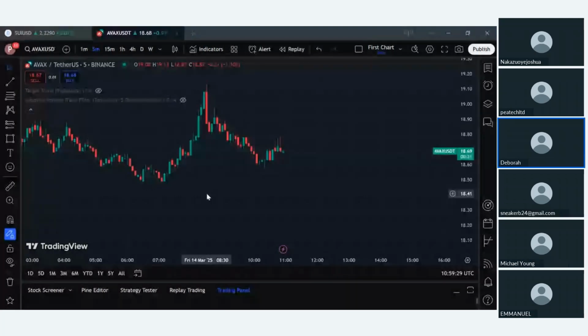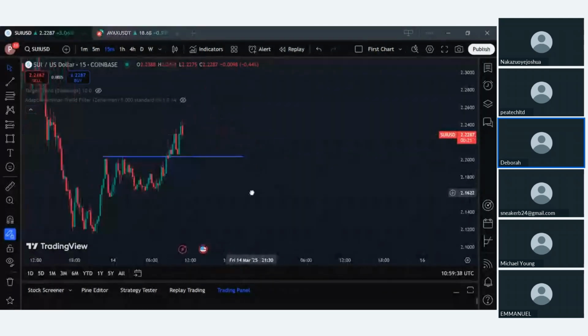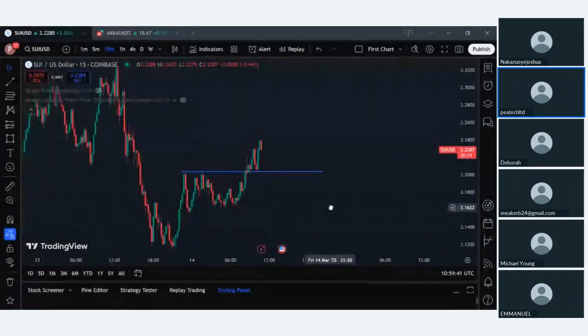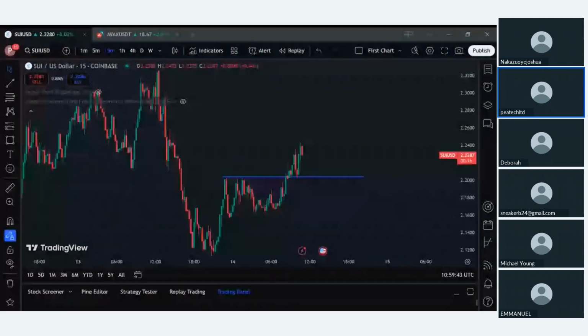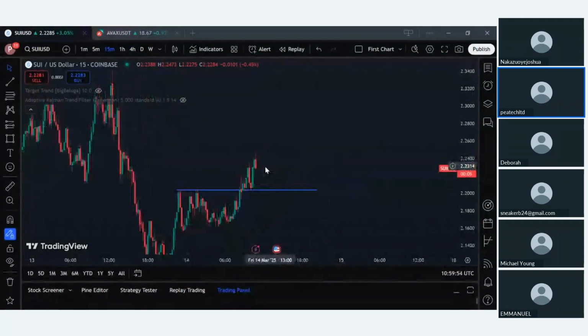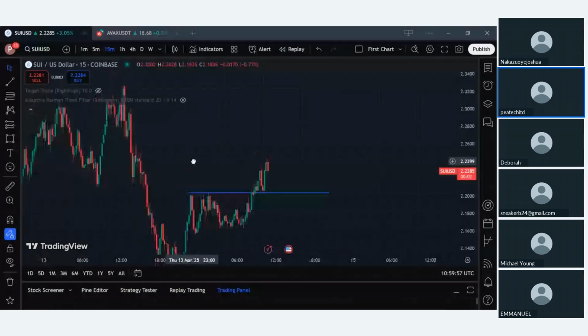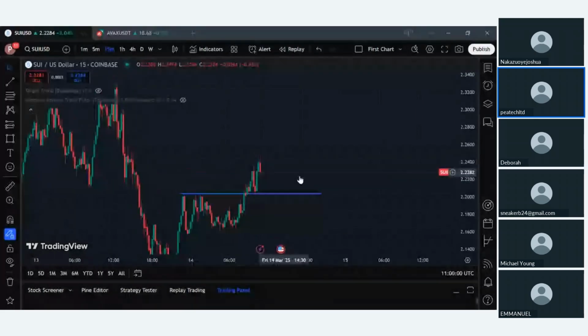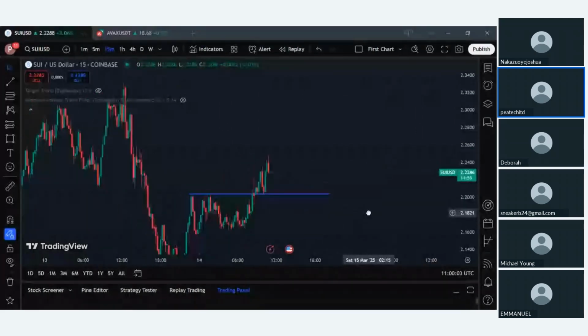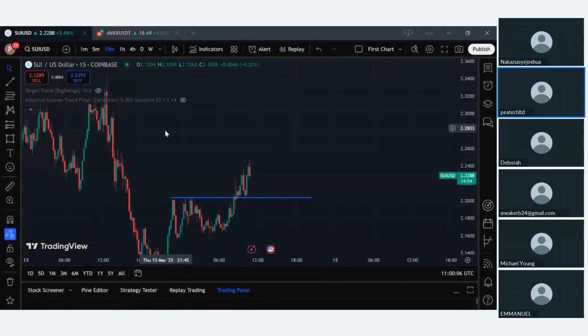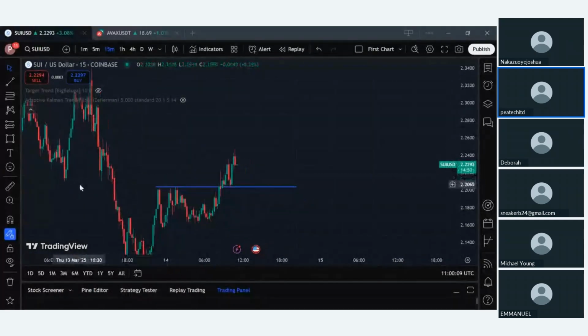Okay, thank you, sir. Please, sir, can you just look at this SUI market that we analyzed before? Let's just see what's happening before we close. All right, this is the SUI USD, right? Did we take the entry? I said when the candle closes, we are going to take an entry. Okay. This is SUI USD, right?